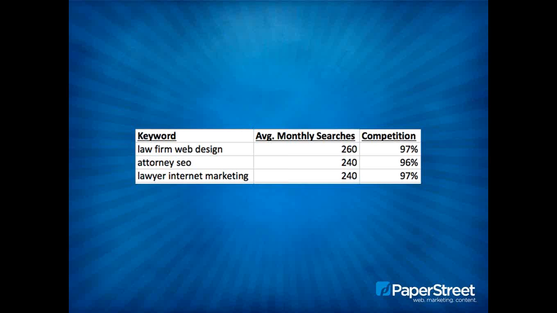The analogy that I use, as I was speaking of, is I compare this to a mountain range. And I basically say, in this mountain range, if we add a couple zeros to the end of these actual monthly search terms, we could say there's a mountain that is 2,600 feet high for law firm web design.